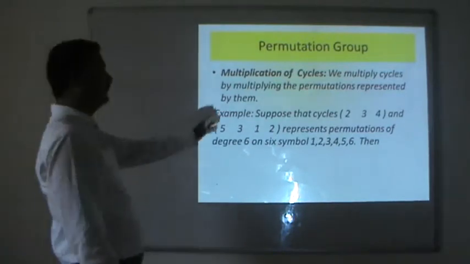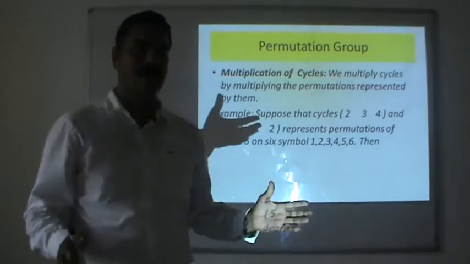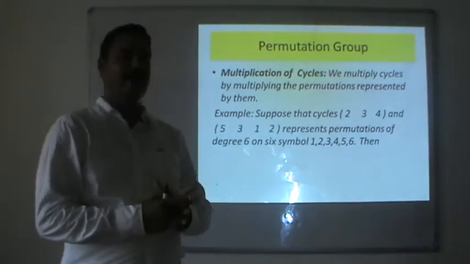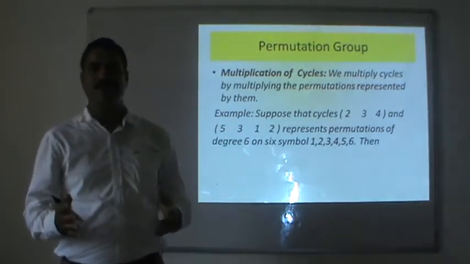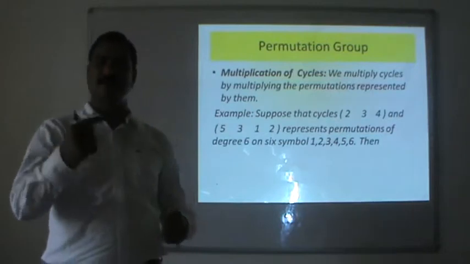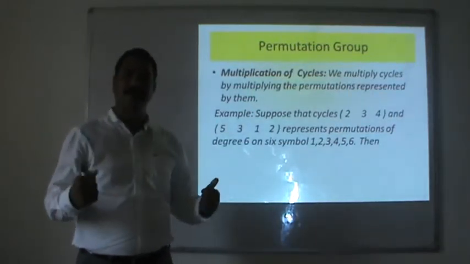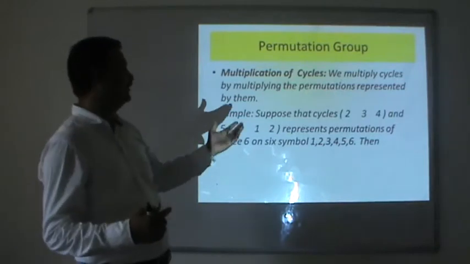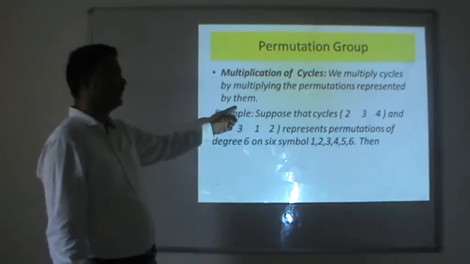Now we come to multiplication of cycles. How do we multiply two cycles? Previously we discussed how we multiply two permutations. And we know that each cycle can be expressed as a permutation. So in order to multiply two cycles, first we represent our cycle in permutation form, and finally we proceed with multiplication of permutations as we discussed earlier. So we multiply cycles by multiplying the permutations represented by them.